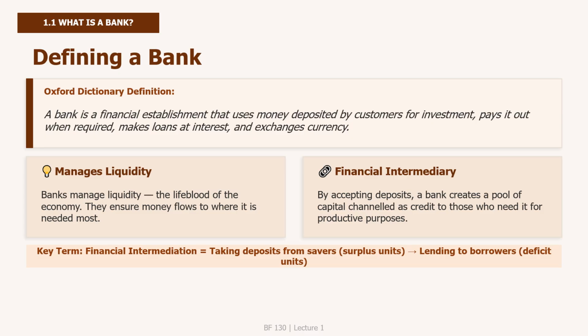But let us look at the definition. A bank is a financial establishment that uses money deposited by customers for investment, and then pays it out when it is required, and then makes loans at interest, and they're also involved in exchanging currency, so that now that 50 kwacha can be useful, for example, in a different country where you may want to make some payments. So there's that conversion that is happening because of the bank.